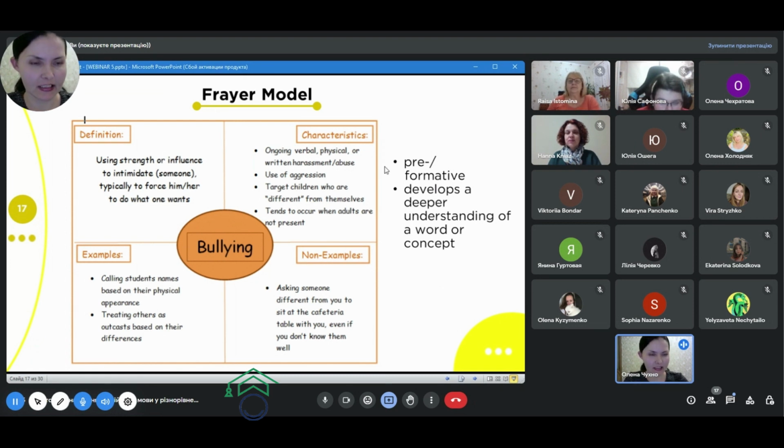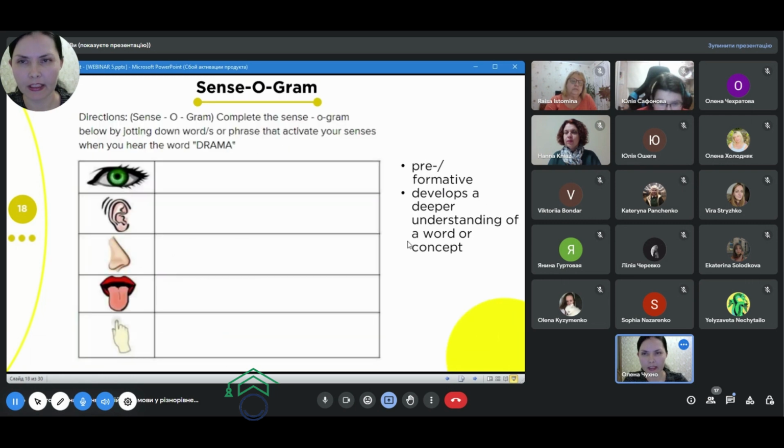Again, this technique can be used for learning new vocabulary, or for checking your students' comprehension of the reading or listening text. The next one is called sensogram. So the instruction is as follows. You can modify that according to your educational context.